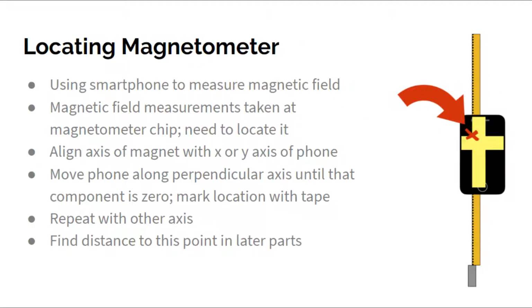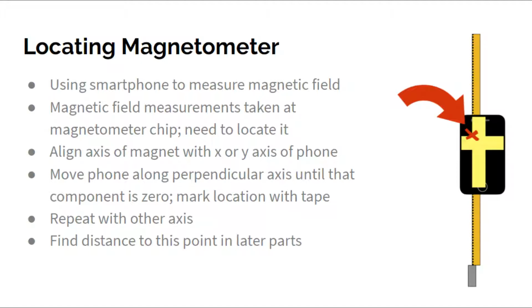In order to measure the magnetic field of the bar magnet, we will be using the magnetometer chip found within my smartphone. We need to determine the exact location of this chip in order to get accurate distance measurements. In order to find the chip, we will align the bar magnet with one of the major axes of the phone, either the X or the Y axis, such that the perpendicular component of the magnetic field created by the bar magnet will be 0.